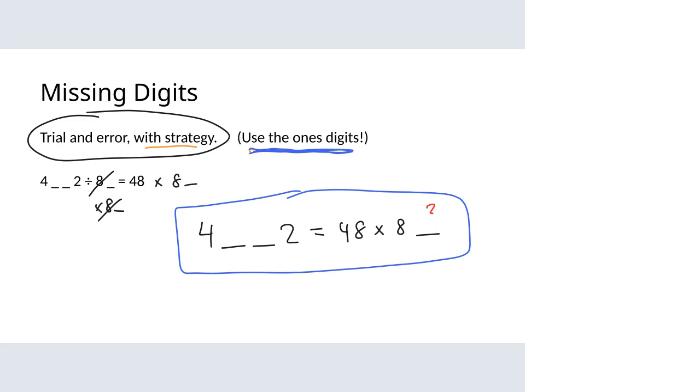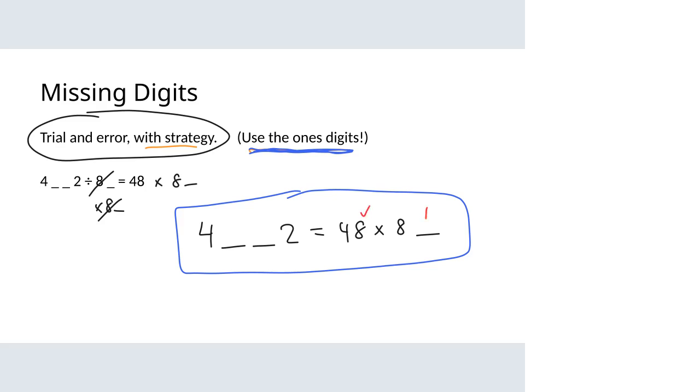Well, let's see. So if I put a 4 here, when I go to multiply these and I do 48 times 84, 8 times 4 is 32. Hey, look at that. I got a 2 in the ones place. And so they were exactly right. That 4 worked.